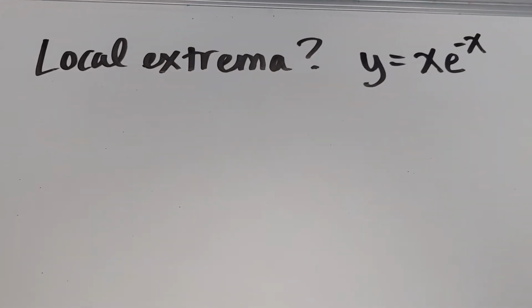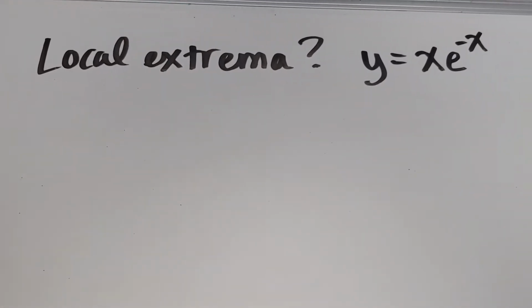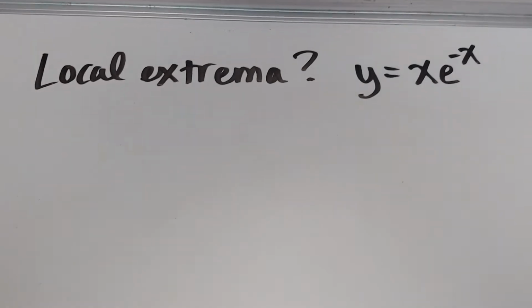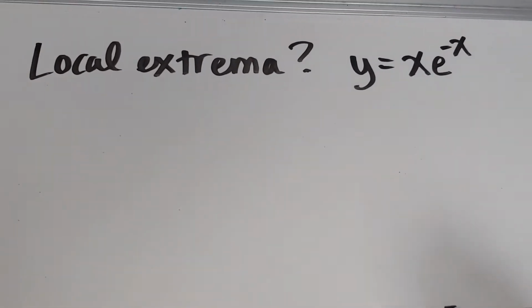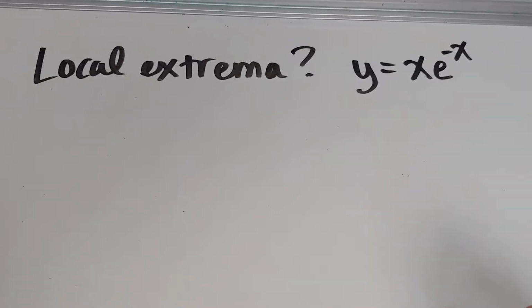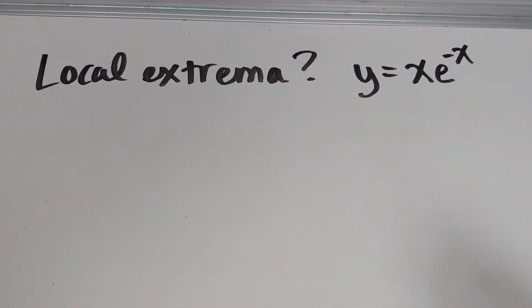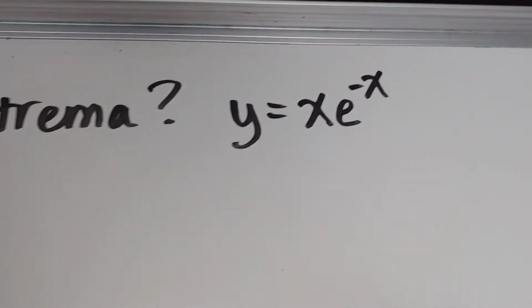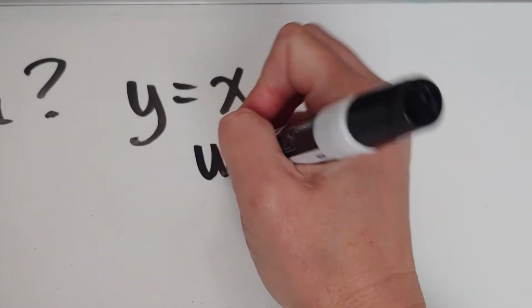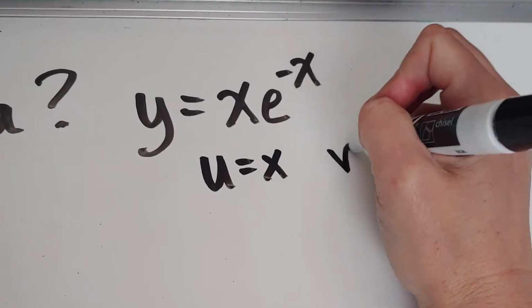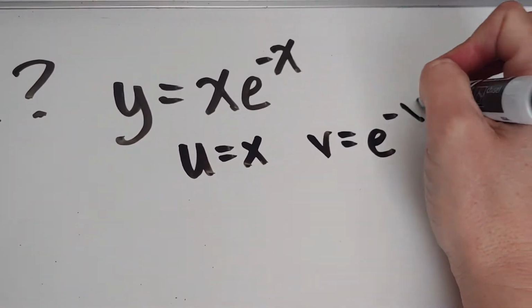All right, let's do some practice of finding the local extrema if you have a function that has e to the x, or in this case, e to the negative x. So whenever I'm trying to find local extrema, which are max or mins, I want to find the first derivative. So that's my first goal, is I need to find the first derivative of this guy.